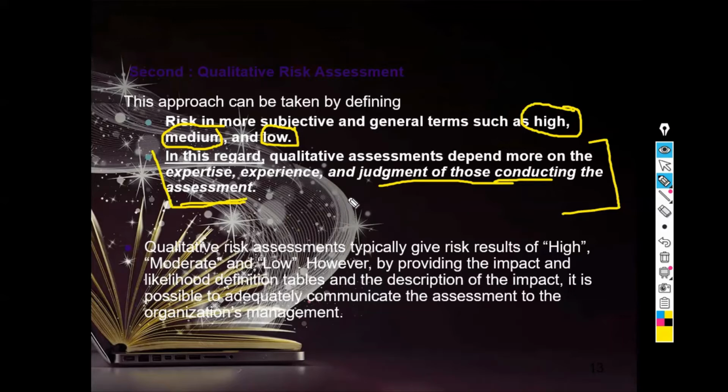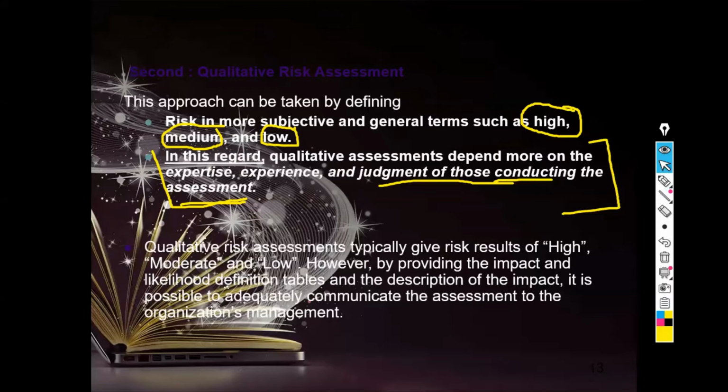Qualitative risk assessment is typically given as a risk result like high, moderate, and low. Let's take an example of a password. Suppose you are using a simple password, not a complex password. Then the chance of a data compromise or data breach would be high. So you will say that this is a high risk. When you say this is a high risk, this is a qualitative type of risk.